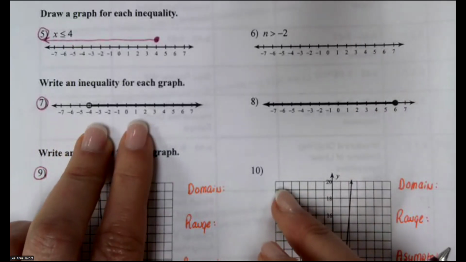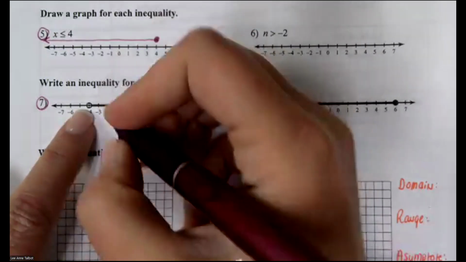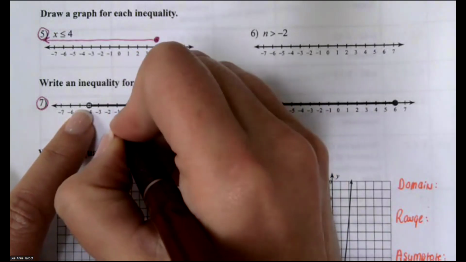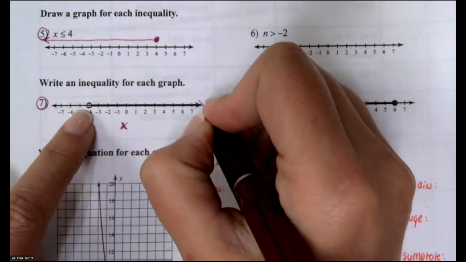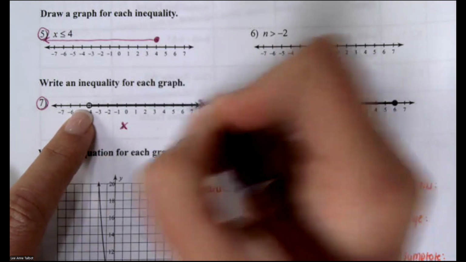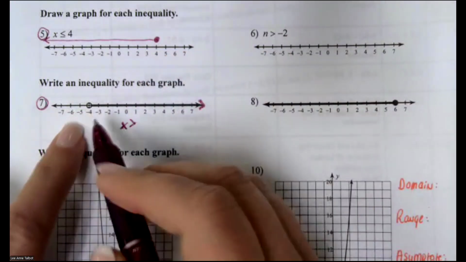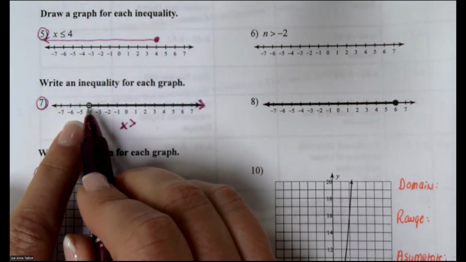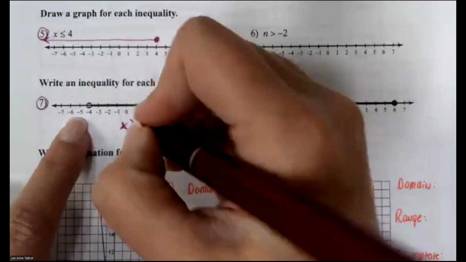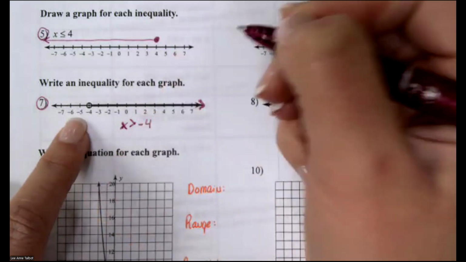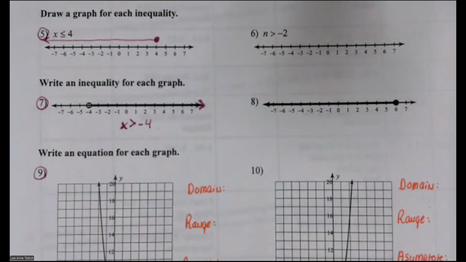Okay, write the inequality for each graph. So now we're going to go backwards. So we have x, and my arrow is going this way. So it's greater than, and not equal to, because it does not have the filled in circle, and then -4. Great job. Those are middle school review, but super important.